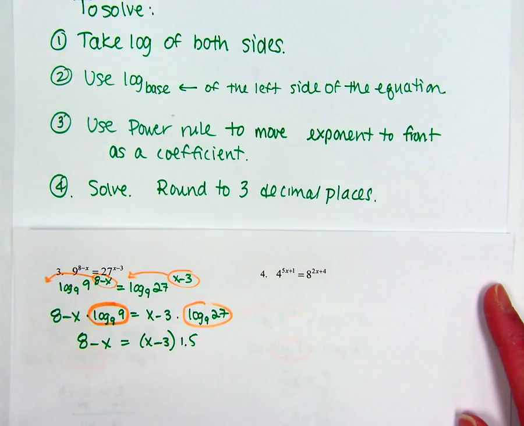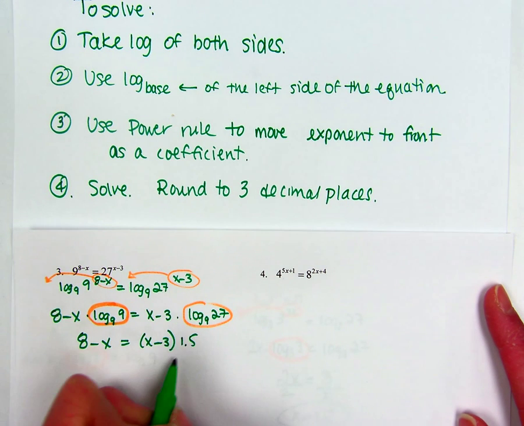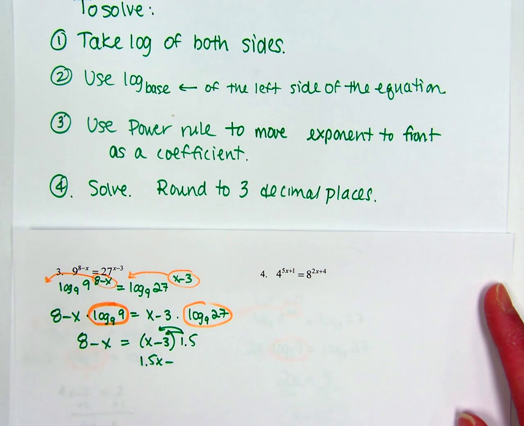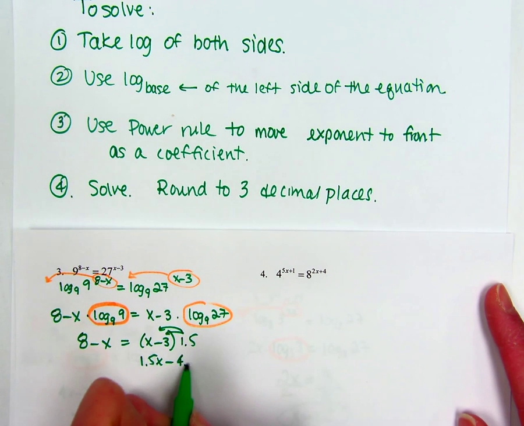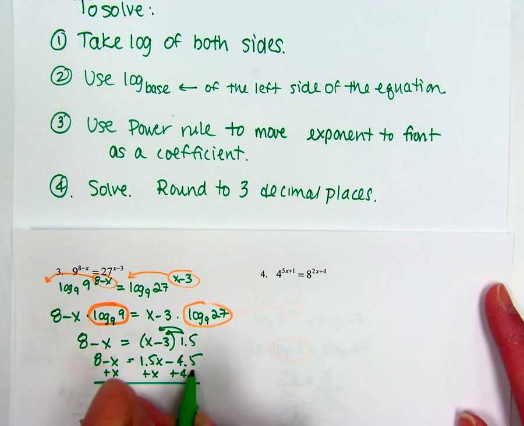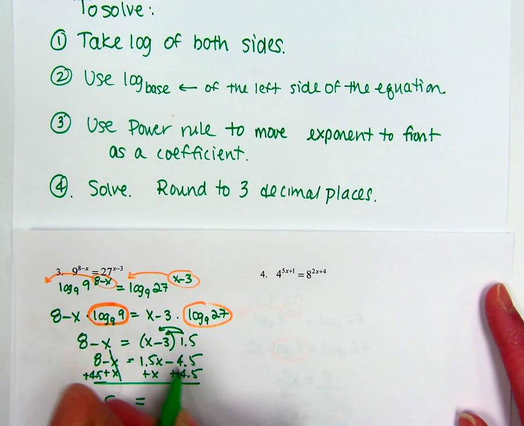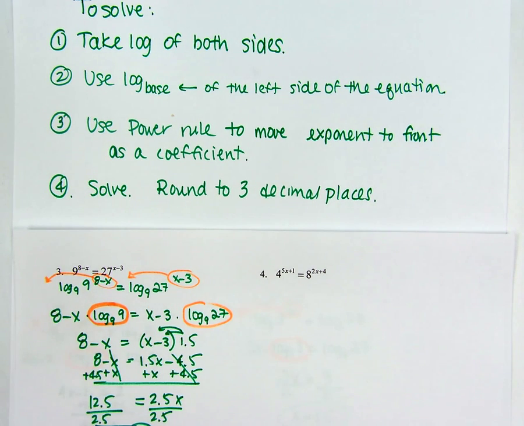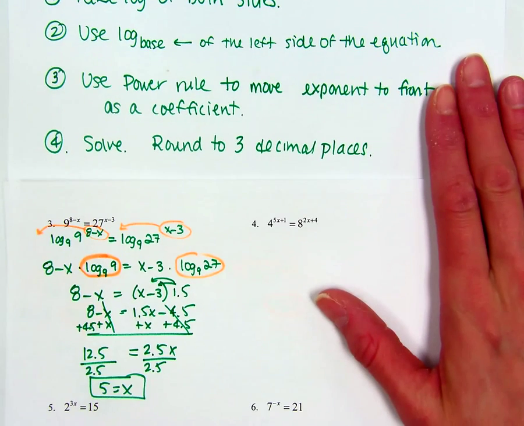So now you're going to have to distribute a little bit. If I distribute, I get 1.5x minus 4.5 equals 8 minus x. So now I just have to combine my x's, combine my numbers. I get 12.5 equals 2.5x, and when I divide by 2.5, I get 5. All right, so far we have not had to round to 3 decimal places yet.